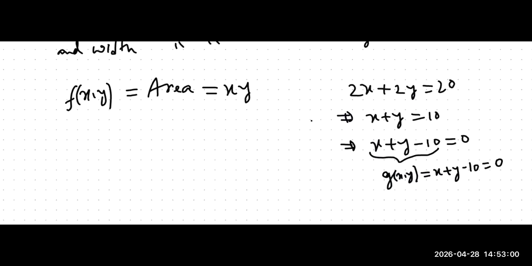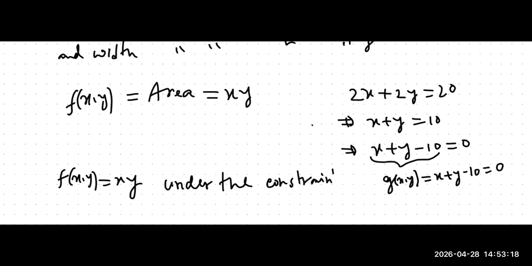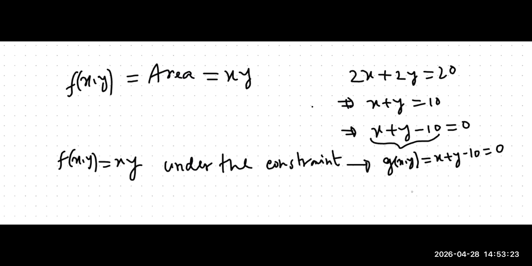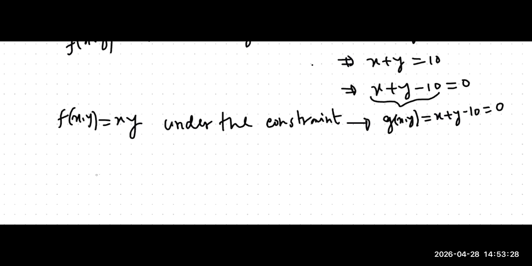So what is our question ultimately? Maximize this function f of x comma y equal to xy under the constraint g of x comma y equal to x plus y minus 10 equal to 0. According to the Lagrange multiplier theorem, the gradient of f equals lambda times the gradient of g at the relative maximum.